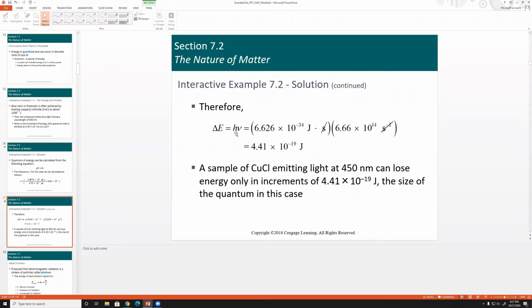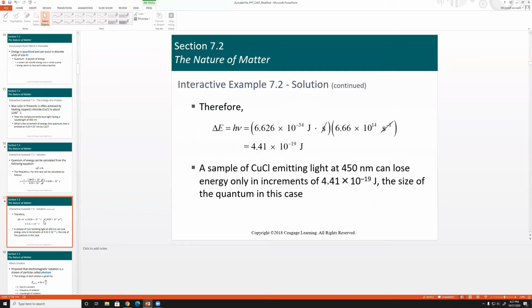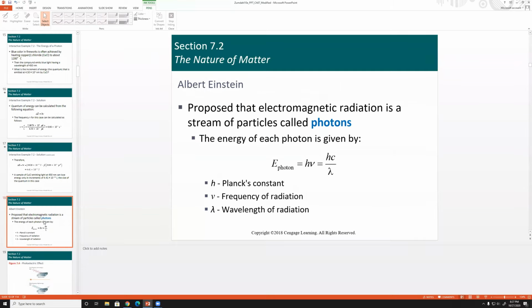Wait, when solving for frequency, why are you not using 1 over lambda? It's C over lambda. So Harrison, yes, it would be the equation C over lambda, if that's what you mean. That's why we'd use this equation. They're inversely proportional, yes, but their inverse proportionality equates to a constant, which is C.